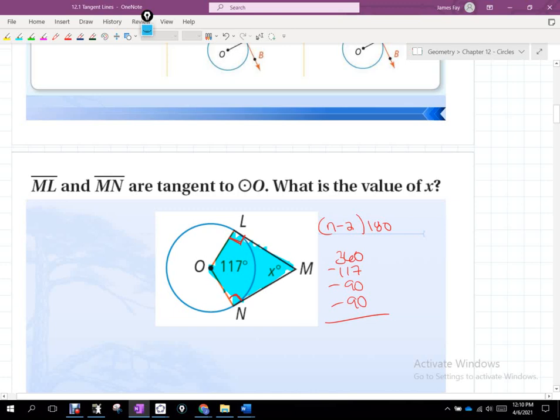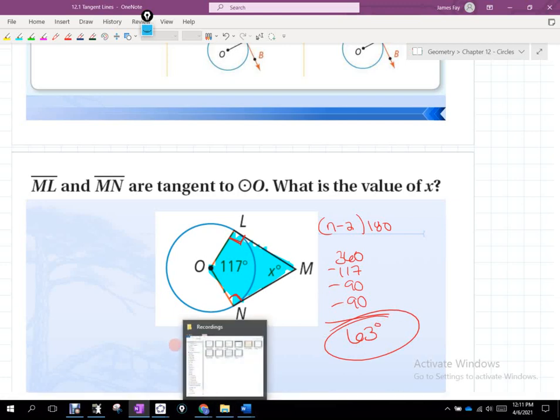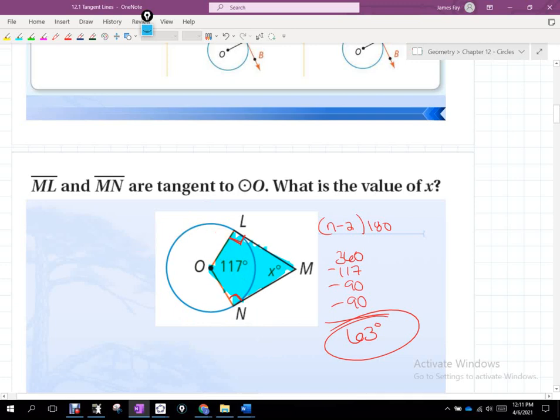Okay, so it turned out to be 360 minus 180 minus 117, 63. Is that all right? Okay. What we would also find out about this particular image is that this blue shape is actually a kite.